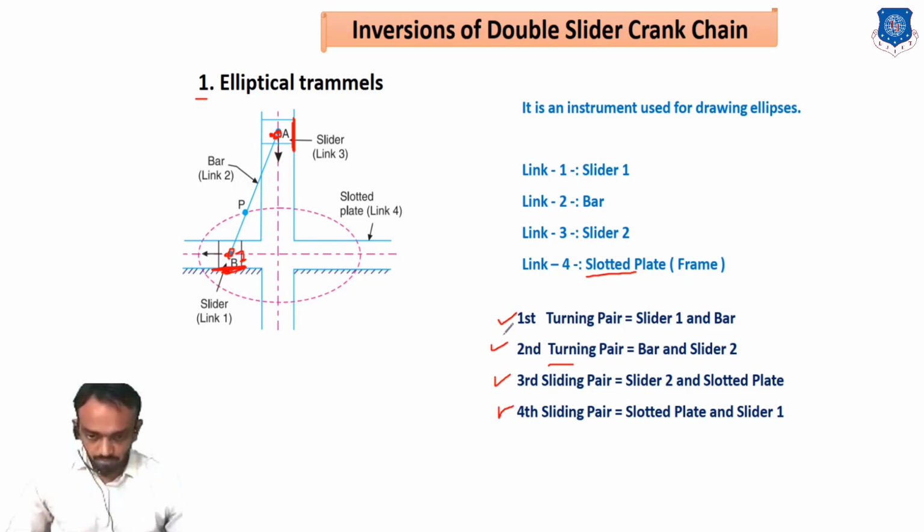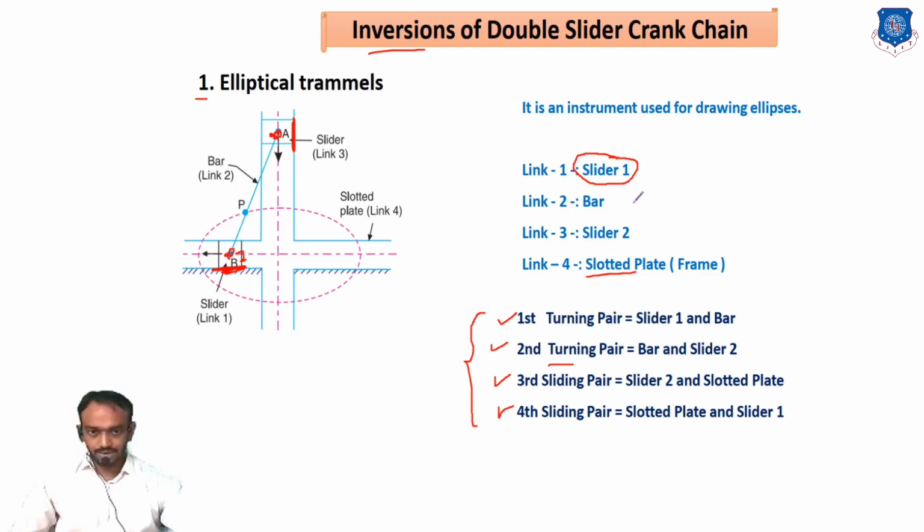And remember this, these two turning and two sliding pairs will be in all inversions of the double slider crank mechanism, because here two sliders are there, slider 1 and slider 2. That's why this is considered a double slider inversion.